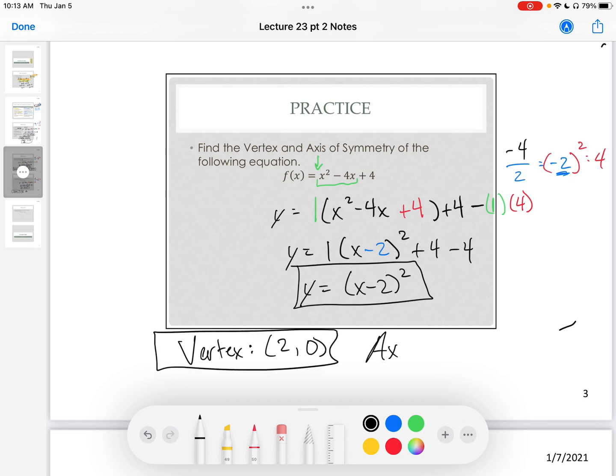Axis of symmetry. Well, axis of symmetry is just x equals. You have to have that x equals, and then it's whatever the x coordinate is. So your x coordinate there is 2. So x equals 2 is my axis of symmetry. We're going to do one more.